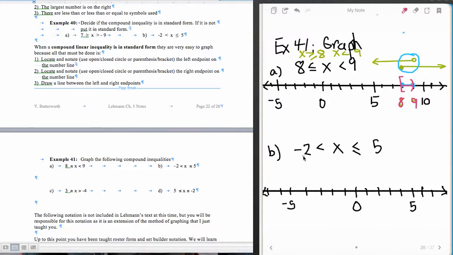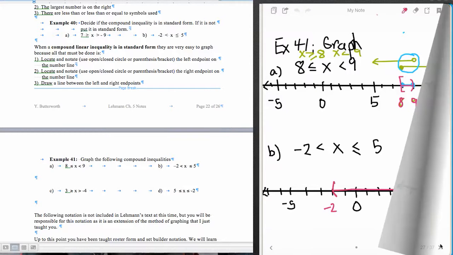First of all, we see little number, big number, less than symbols, so we know it's in standard form. So from there we can locate the left endpoint, and I'm going to use a parenthesis on that. I'm using a left parenthesis because this is the left endpoint. And then I'll go locate the right endpoint. That's a positive 5. I'll put a bracket on that, and I'll use a right bracket because it is the right endpoint. And then all I have to do is draw a straight line between those two things. And that is my notation for graphing that compound inequality.